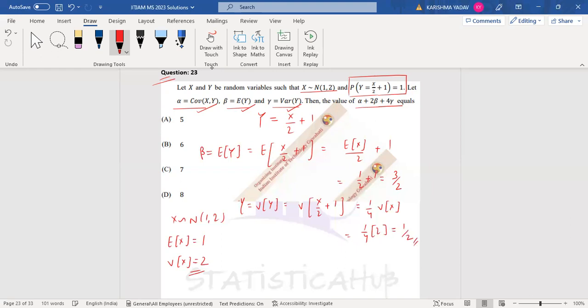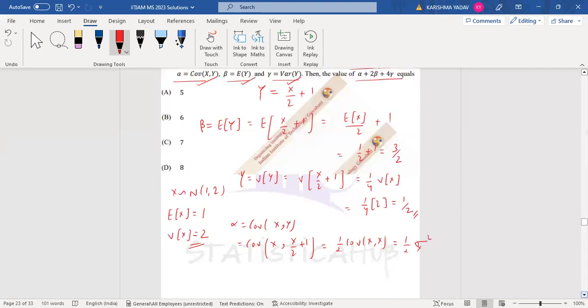Now let's find alpha, that is covariance of X and Y. I can write it as covariance of X comma X by 2 plus 1, which is equal to 1 by 2 covariance of X comma X, which is 1 by 2 sigma square of X, that is 1 by 2 variance of X. Variance of X is 2, so that equals 1. So I got my alpha, beta and gamma.